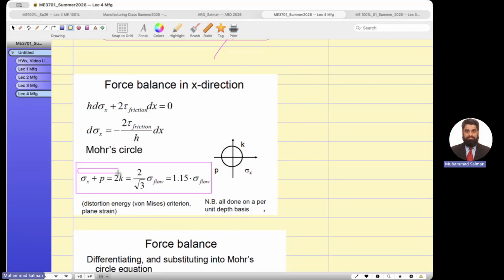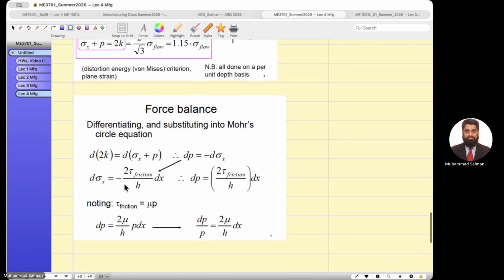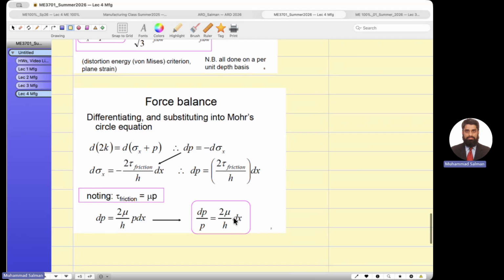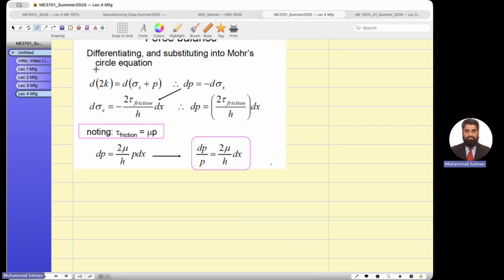So if you differentiate, and then you get this value, noting that the friction stress equals mu times P, and in the end you will get this equation. Now from this equation you have to apply some limits of integration.